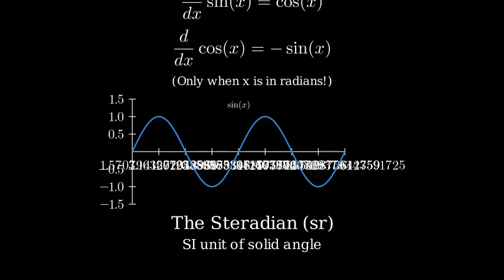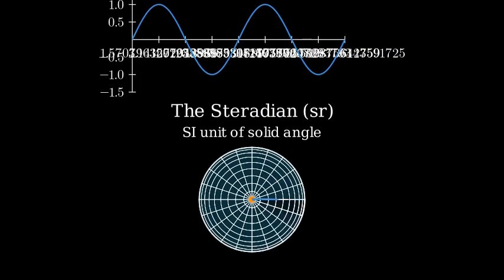To understand what a steradian is, let's visualize it. Imagine we have a sphere with radius r. 1 steradian is defined as the solid angle subtended at the center of the sphere by a portion of the surface area equal to the radius squared. So when a patch on the sphere has an area equal to r squared, the solid angle subtended at the center is exactly 1 steradian.